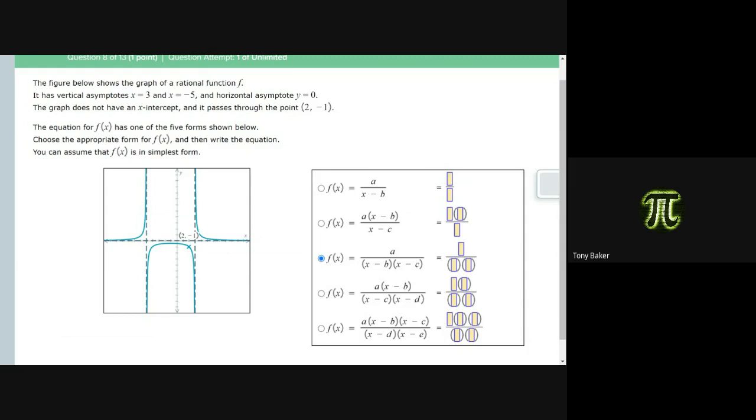If I did have an x-intercept, that would have been my numerator. Okay? So I know it's this one. So I know my denominator is then x minus 3 and x plus 5. But I don't know what that is. So I have to find that.